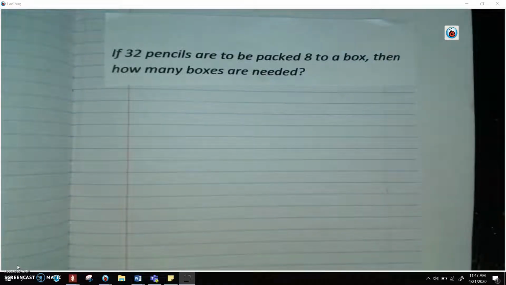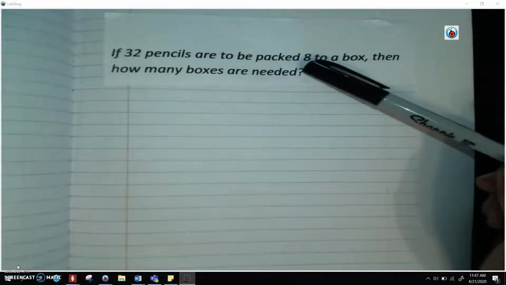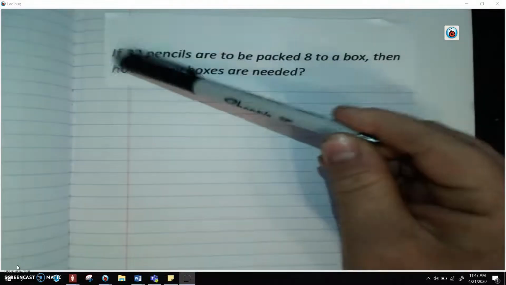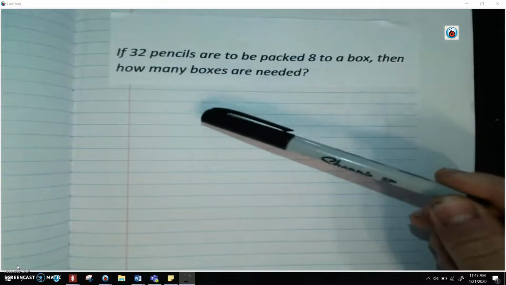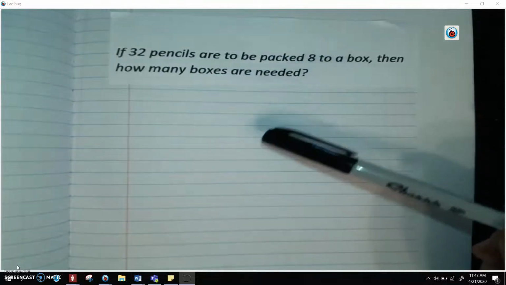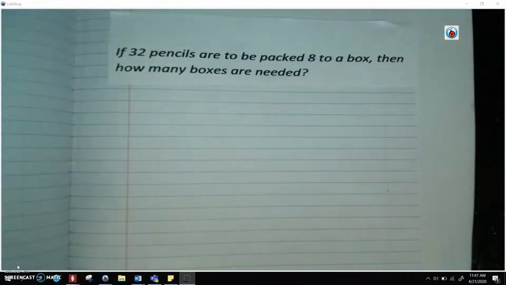So our first one that we're going to do is: if 32 pencils are to be packed 8 to a box, then how many boxes are needed? So that means that some number times 8 equals 32, or some number of groups times 8 is the same thing as 32. So I know that a factor is missing. This could be a division problem, but it could also be a multiplication problem.